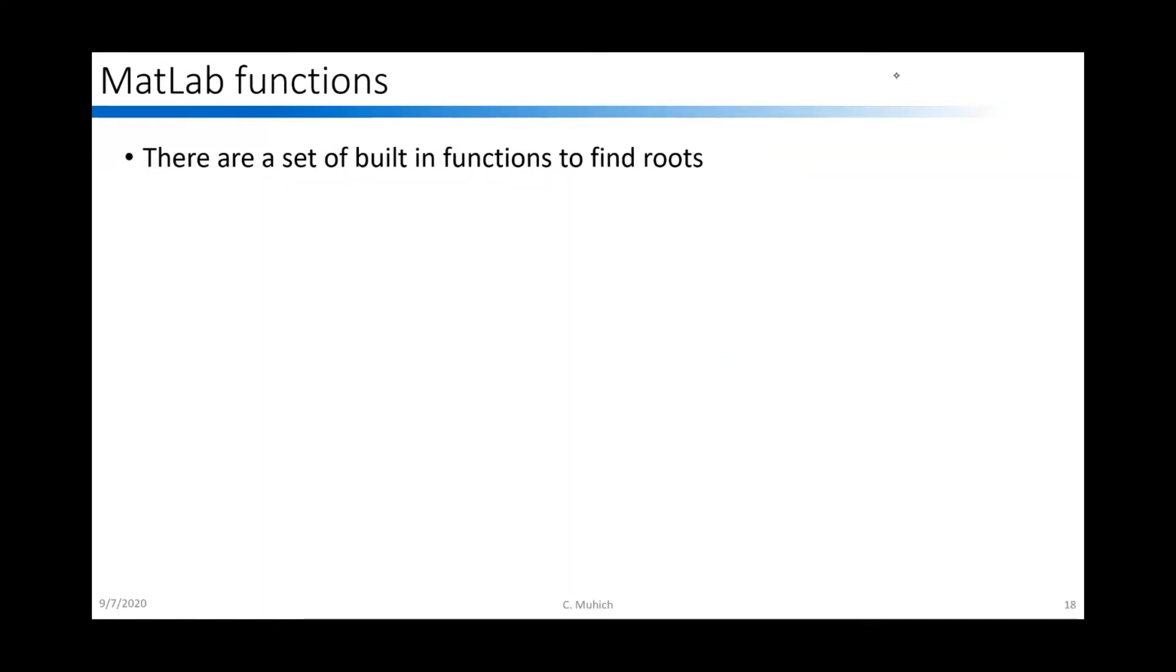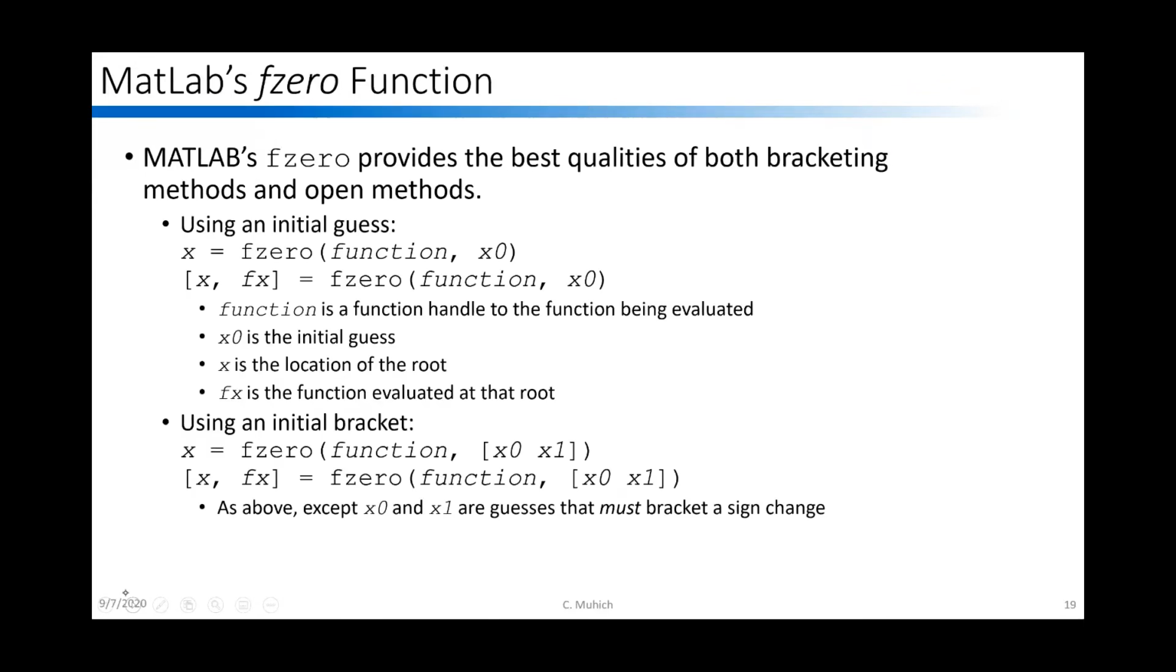These root-finding functions are so common and critical and widely used in engineering and math that MATLAB has built-in functions to help us find our roots. The first major one is called fzero. fzero is going to provide both some of our bracketing methods and our open methods wrapped into one. And MATLAB internally is going to decide which of these functions are going to get there the fastest.